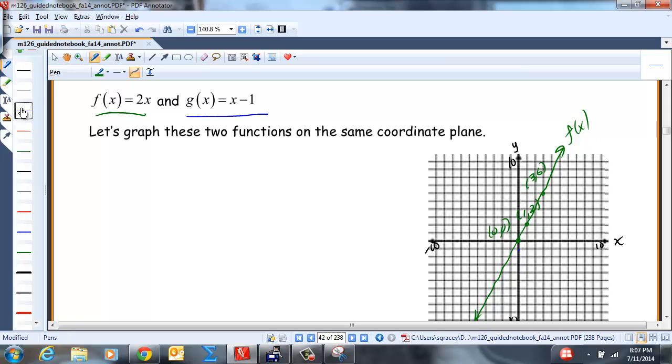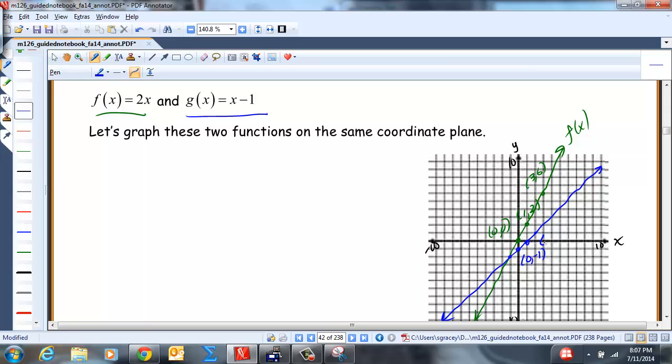The blue line, which is x minus 1, has a y-intercept down here, so we'll have the ordered pair 0, negative 1, and our slope is 1. So for every one we go up, we go to the right 1. So our line will look something like this. Good so far? Awesome.